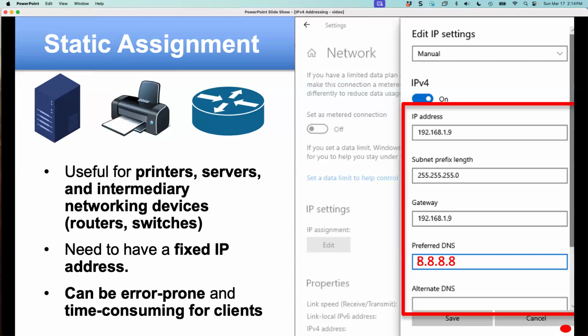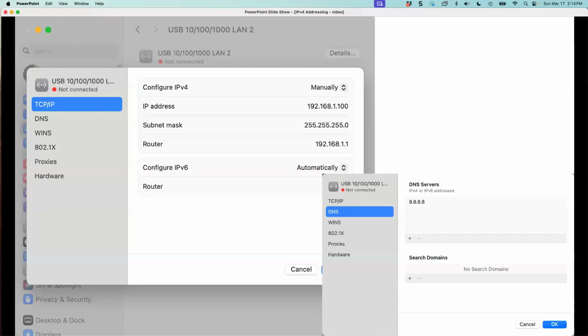Now, we don't tend to want to do that for all of our client devices. It's error-prone and time-consuming. We could have duplicate IPv4 addresses. Rick remembers a time when that was the case, but it's been a long time since those days. This is showing the same thing on my Mac OS. That's what I typically use manually right here.